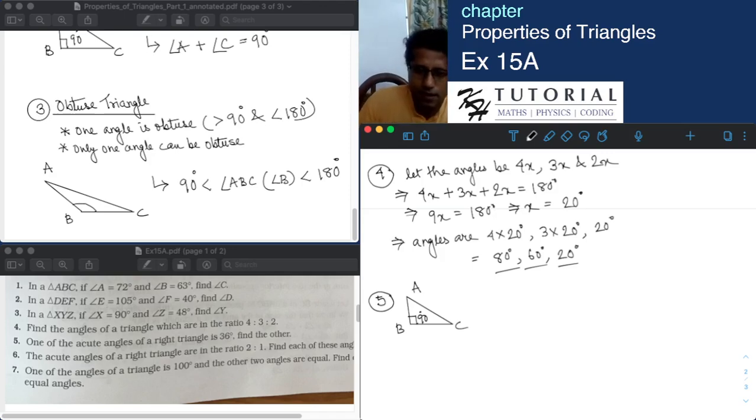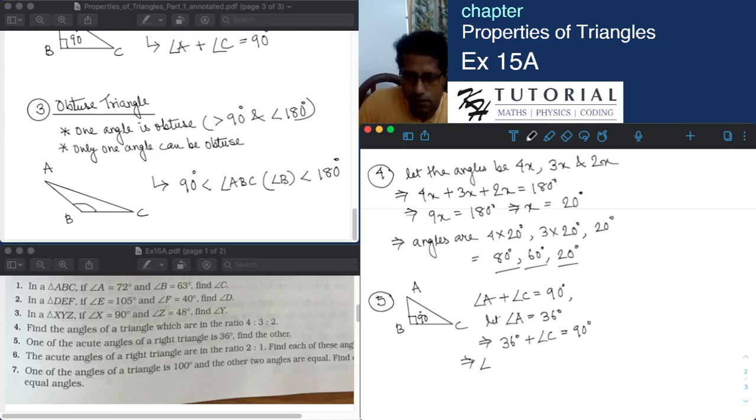We know that angle A and angle C are acute angles. So we know that angle A plus angle C will be equal to 90 degrees. It is given that one of the acute angles is 36 degrees. So let A equal 36 degrees. This implies 36 degrees plus angle C equals 90 degrees. This implies angle C equals 90 degrees minus 36 degrees. This is 54 degrees. So the other acute angle is 54 degrees.